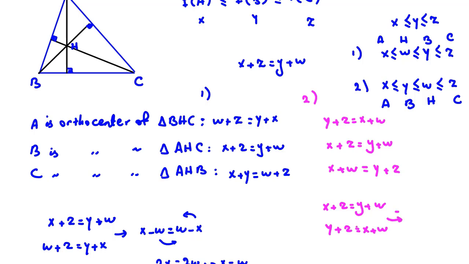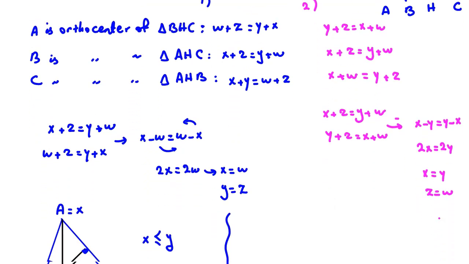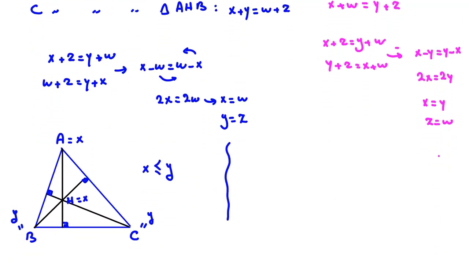If we subtract, then we can say that X minus Y equal to Y minus X. So here we conclude 2X equal to 2Y, so X equal to Y. And because X equal to Y, then this equal to this. Z also should be equal to W here. And let's see the equations. X, Y, Z, W. Okay, so in this case, X equal to Y, Z equal to W.